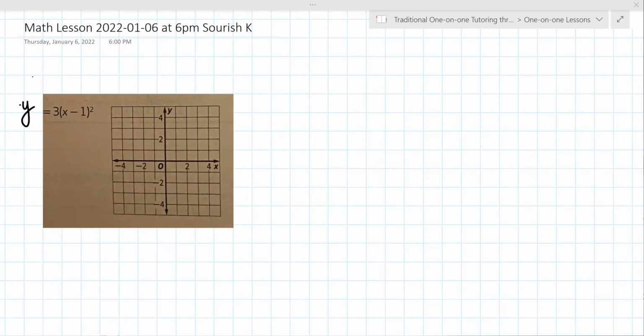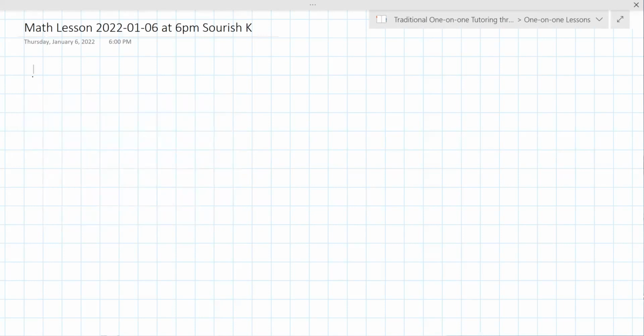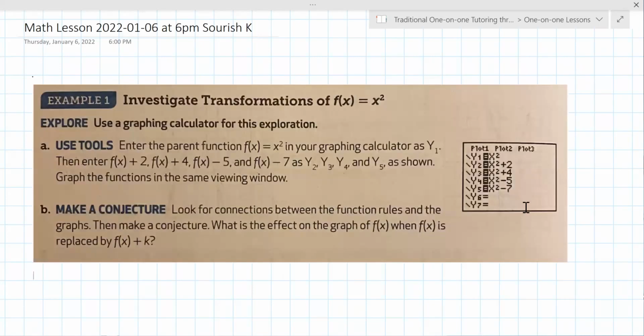So I don't have the page numbers on the pictures. So you want to work on investigate transformations of f of x equals x squared. Is that right? Yeah. Wait, what happened to the pages? I sent it to you. All right. So let me snip those in and we'll start from there. Okay. So I think this is what you want us to look at. Is that right? Mm-hmm. Okay, fantastic.